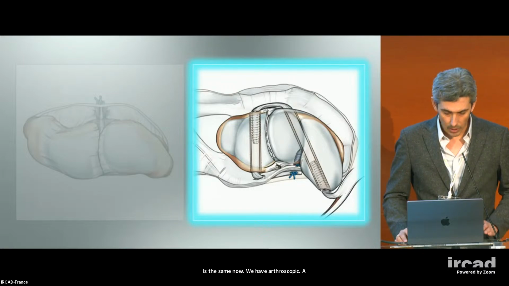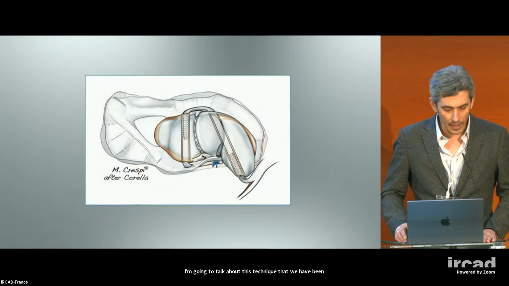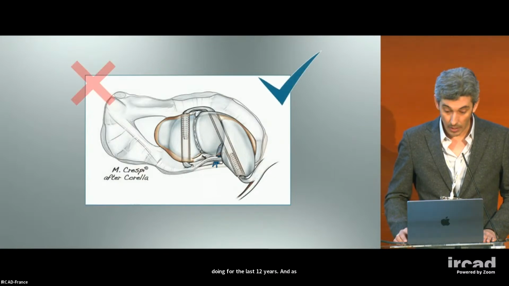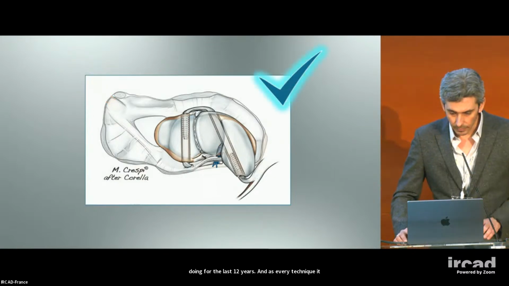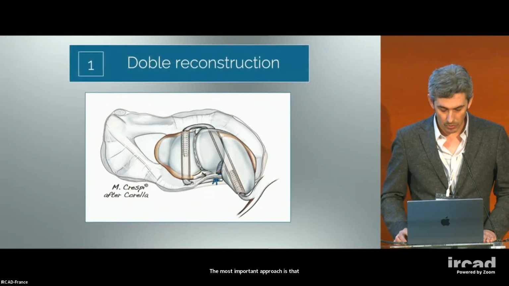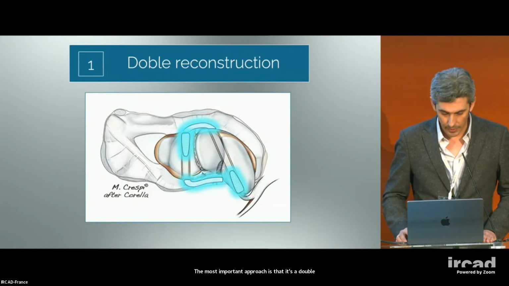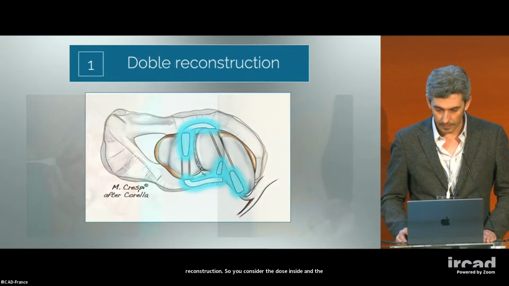I'm going to talk about this technique that we have been doing for the last 12 years. And as every technique, it has its pros, but also its cons. The most important pro is that it's a double reconstruction. So we reconstruct the dorsal side and the volar side, and we use interferential screws, so no K-wires are required.